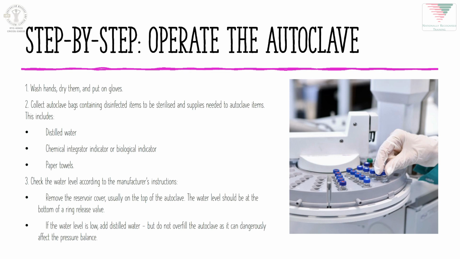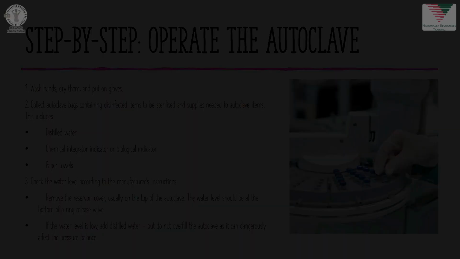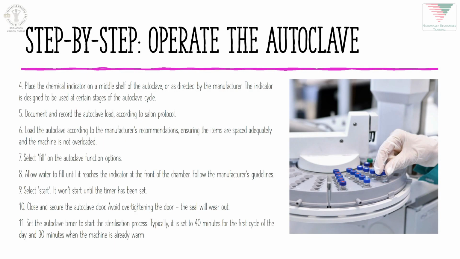3. Check the water level according to the manufacturer's instructions. Remove the reservoir cover, usually on the top of the autoclave. The water level should be at the bottom of a ring release valve. If the water level is low, add distilled water, but do not overfill the autoclave, as it can dangerously affect the pressure balance.